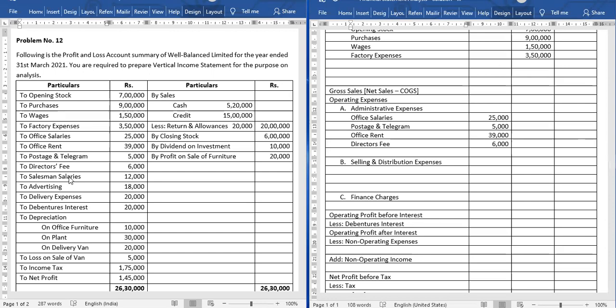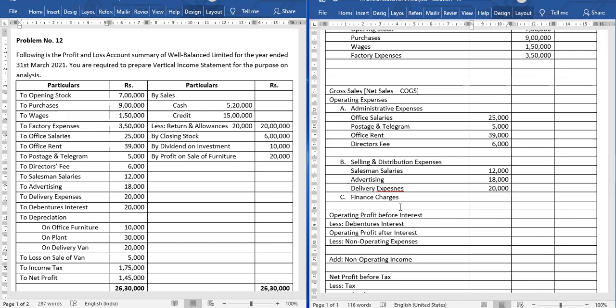Next is salesman salaries. Salesman salaries goes to sales and distribution. Salesman salaries 12,000. Then next is advertising. Advertising is sales and distribution. Advertising, how much? 18,000. Delivery expenses, selling and distribution expenses. Delivery expenses 20,000.